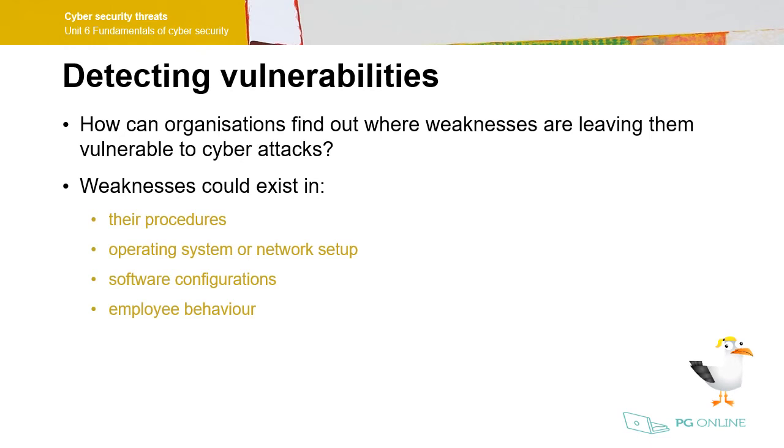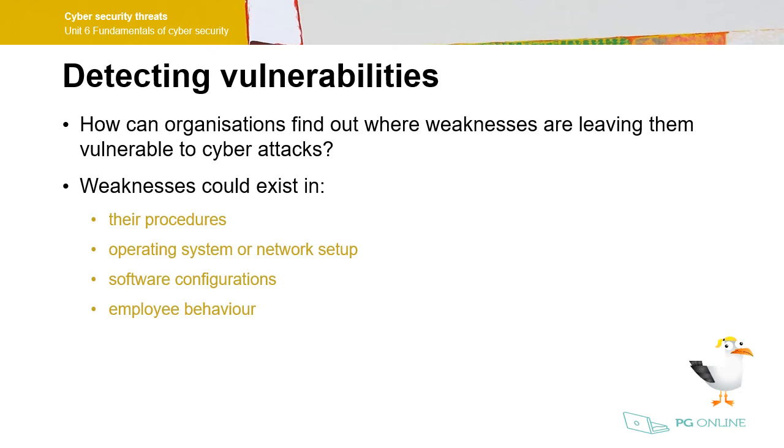So how do organisations detect where they're vulnerable? How do they know what cyber attacks they might fall victim to? Well, as I say, weaknesses could exist in their procedures, as I mentioned there, in terms of what happens when somebody changes role, for example. So a procedure is about the way in which organisations do things.